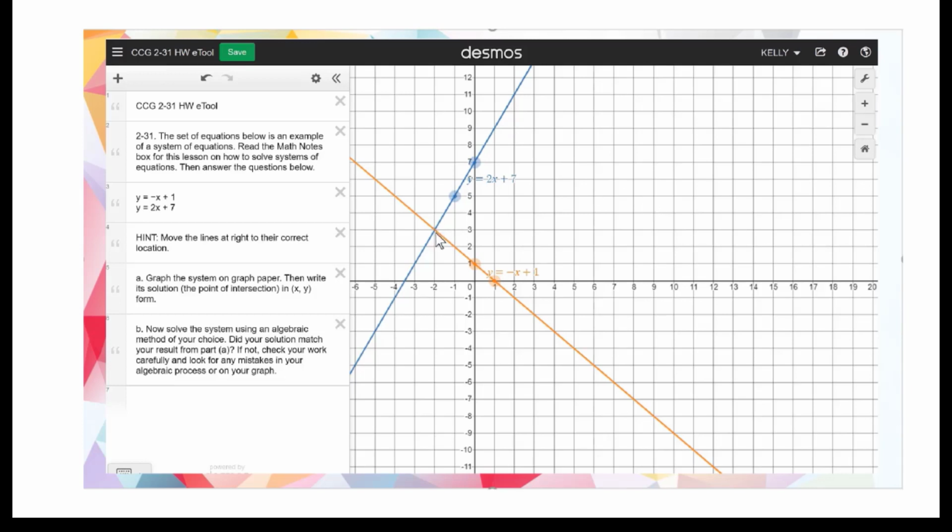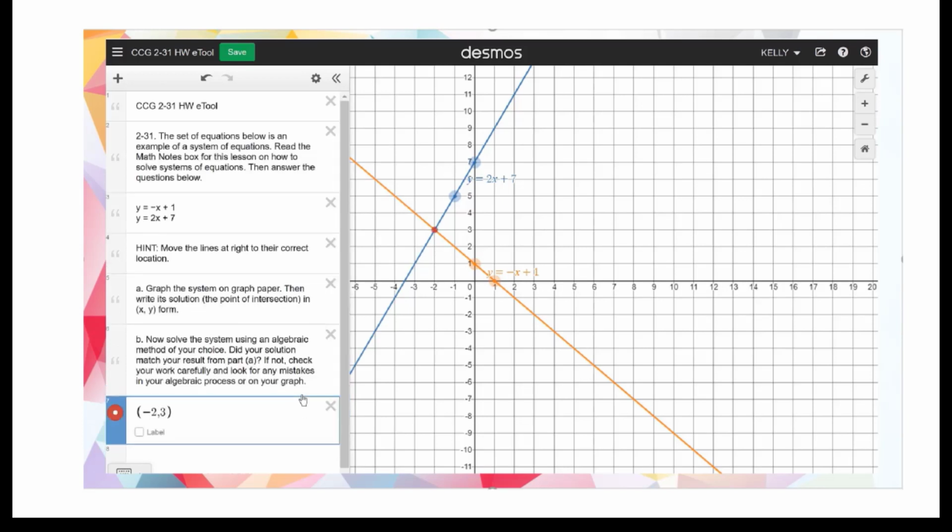So I'm going to come over here. This is our point of intersection, so that means this is our solution. I'm going to plot that point. Good. It's negative 2, 3. I'm going to do it like this so you can see how you can also label these yourself.